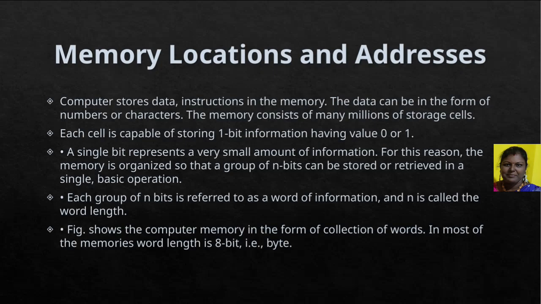Memory is made up of millions of tiny storage cells, and each cell holds just one bit, either a 0 or a 1. A single bit is a tiny piece of information, so memory groups bits together into units called words. The size of these words is called the word length. Most often, a word is 8 bits long, which we call a byte. This organization helps the computer store and retrieve data efficiently.